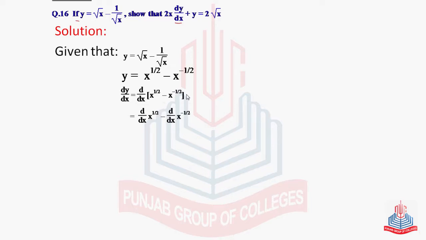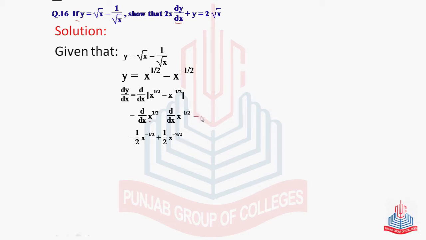Using our sum or difference theorem, derivative will apply separately on both of these two terms. So d by dx will apply on x raised to the power 1 by 2 and derivative will apply on x raised to the power minus 1 by 2. Now that will become, by using our power theorem, 1 by 2 x raised to the power 1 by 2 minus 1, which will be minus 1 by 2, plus, this minus will become plus 1 by 2 x raised to the power minus 1 by 2 minus 1.